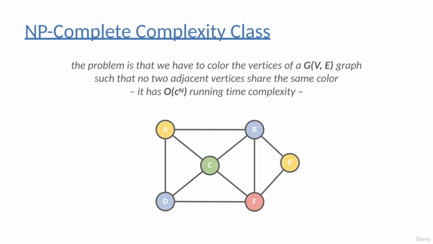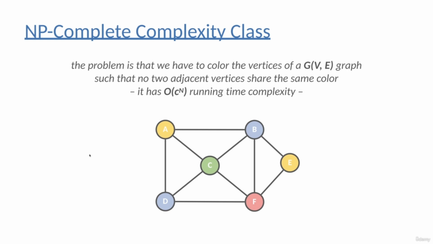And of course, the solution can be found with a backtracking algorithm and with the help of recursion. I have another course on dynamic programming, recursion and backtracking related algorithms. So if you are interested in the coloring problem, check out my other courses. So as you can see, this is a valid solution because no two adjacent vertices share the same color.